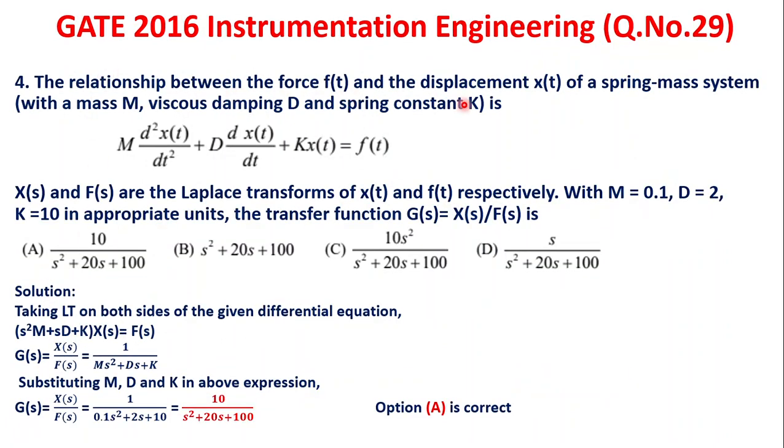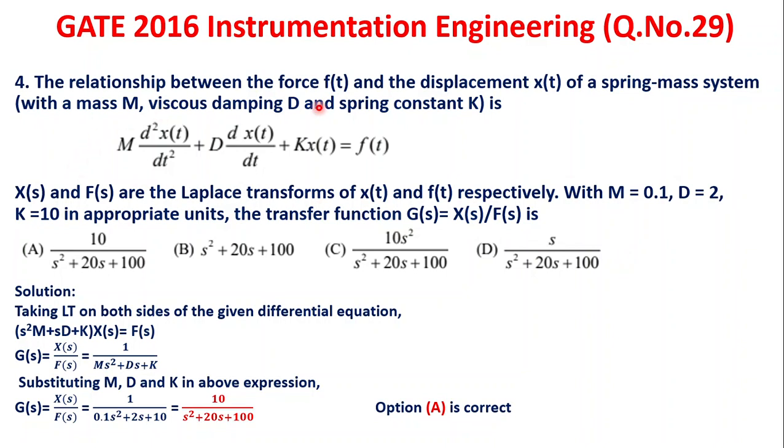The relationship between the force and the displacement of a spring with the mass, viscous damping and spring constant is given. So this is a very famous equation. F of t is m d square x by dt square plus d dx by dt, or b dx by dt, plus kx, where x of s and f of s are the Laplace transforms of x of t and f of t respectively, with m equal to 0.1, d equal to 2, k equal to 10 in appropriate units. The transfer function g of s equal to x of s by f of s is, four options are given.